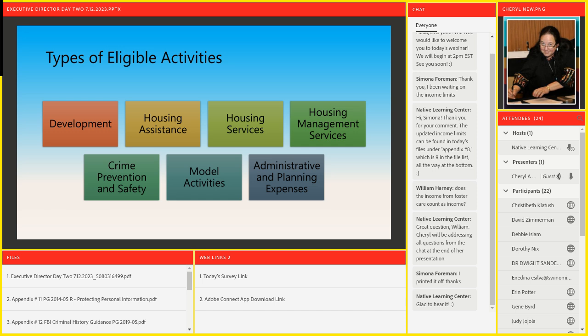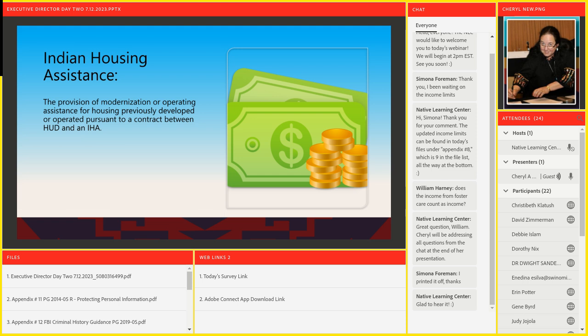So the types of eligible activities: development, housing assistance, housing services, housing management services, crime prevention and safety, model activity, and your administrative and planning expenses.